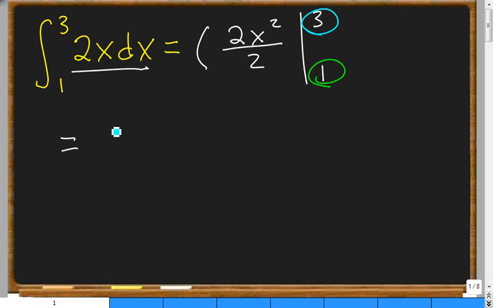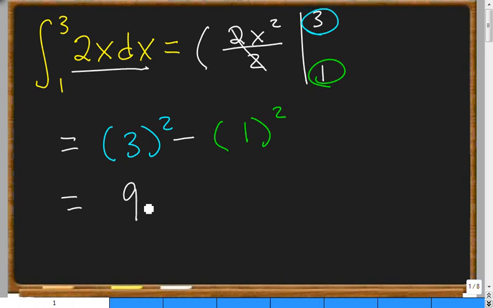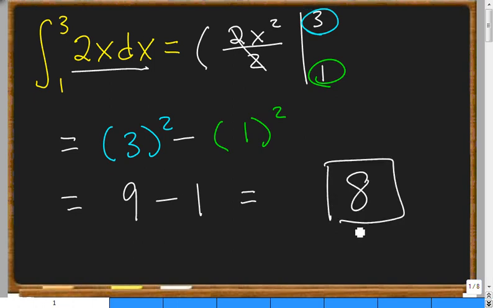So now the 2's cancel, so you're just left with x squared. So we get 3 squared minus 1 squared, which should equal 9 minus 1, which gives us 8. So this number represents the area under the curve of the function 2x between 1 and 3. So we get an area of 8 for this.